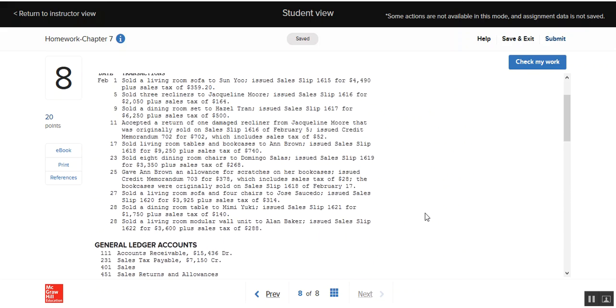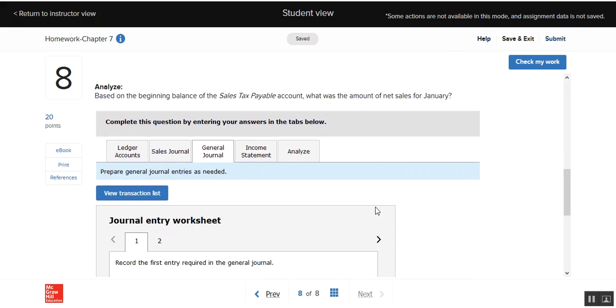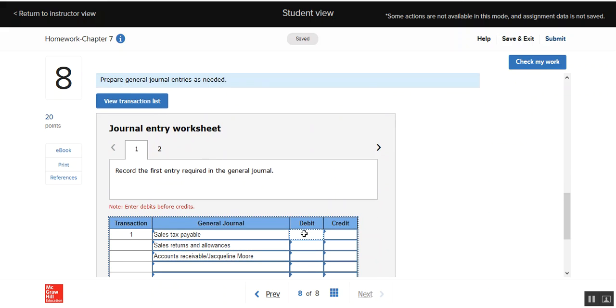So that was, let's see, on the 11th, it says we issued a credit memo for 702, which includes sales tax of $52. So there's the sales tax going back to Jacqueline. The total amount of the memo is 702, I think.